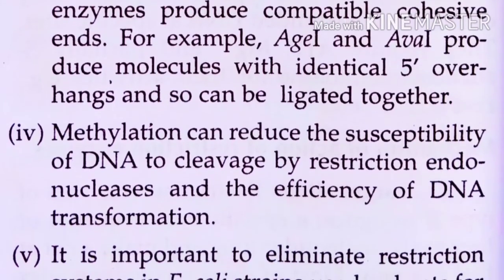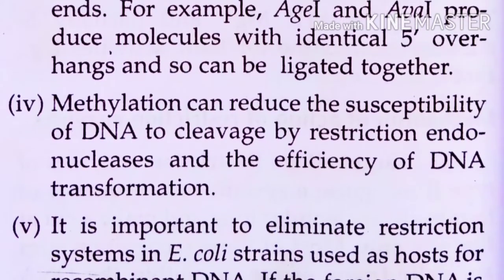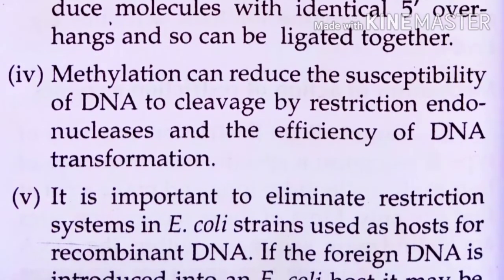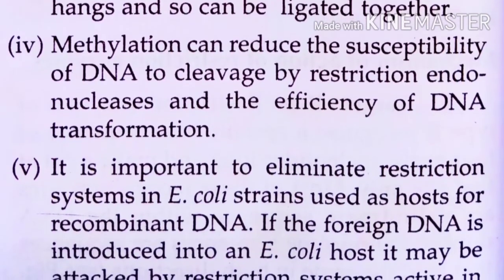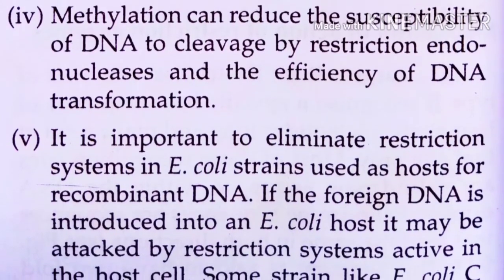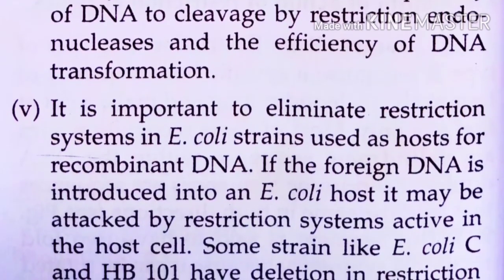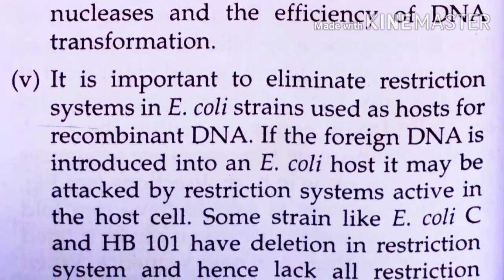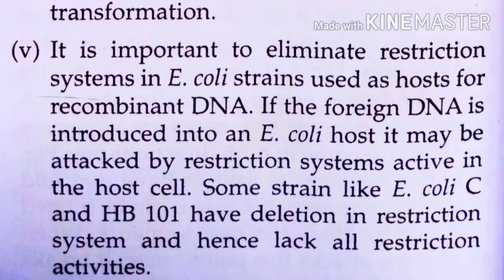Next, it is important to eliminate restriction systems in the E. coli strain used as host for recombinant DNA. If the foreign DNA is introduced into an E. coli host, it may be attacked by restriction systems active in the host cell. Some strains like E. coli C and HB101 have a deletion in the restriction system and hence lack all restriction activities.